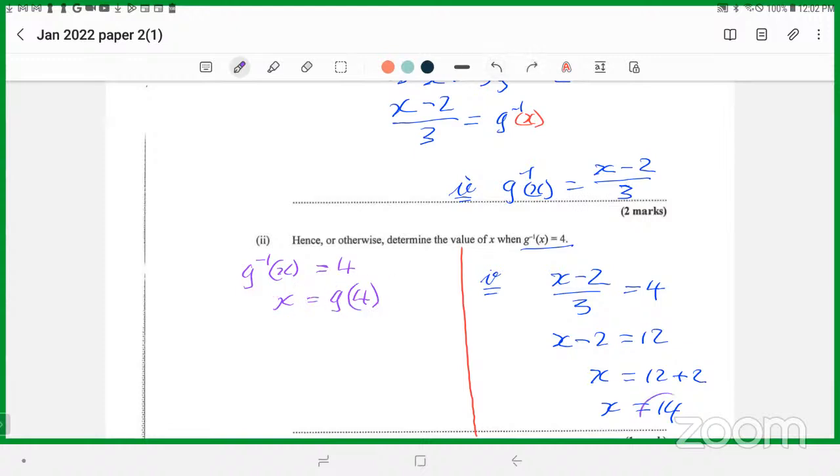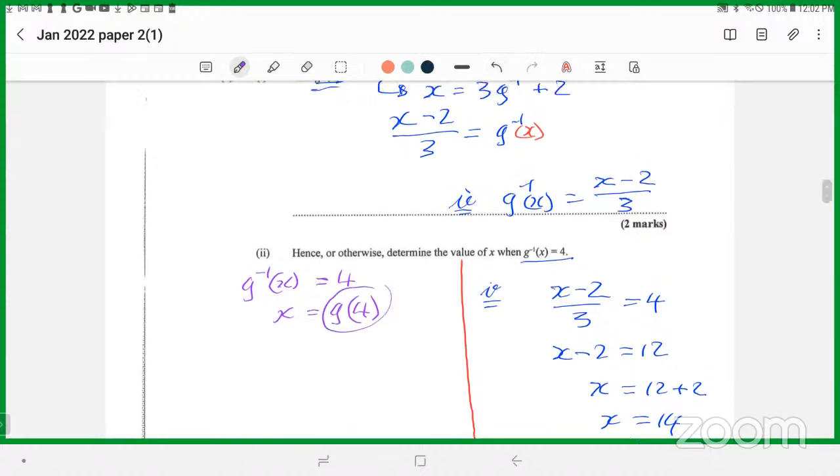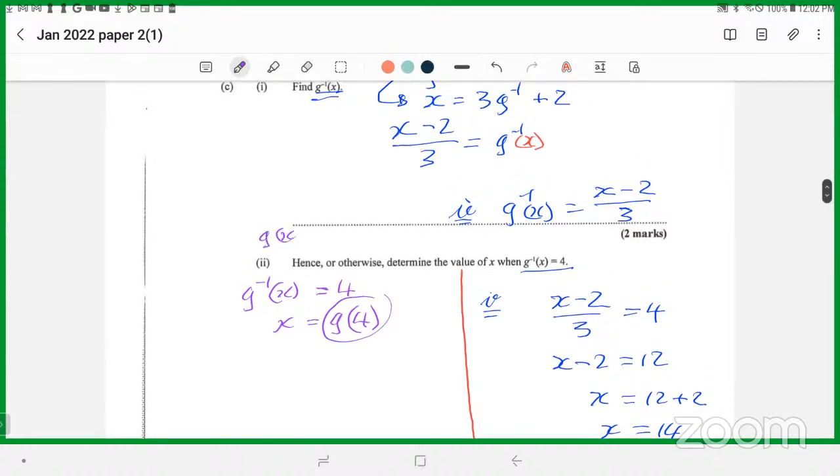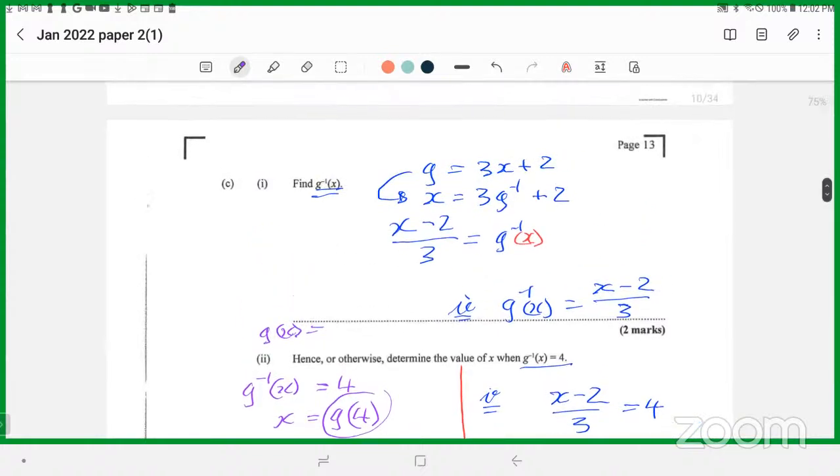What did I get? I got 14, right? Let me calculate g of 4 and show you. What was g of x again? Let's write it down. Remember, g of x equals, what is it? 3x plus 2.